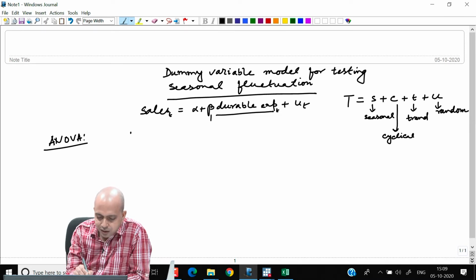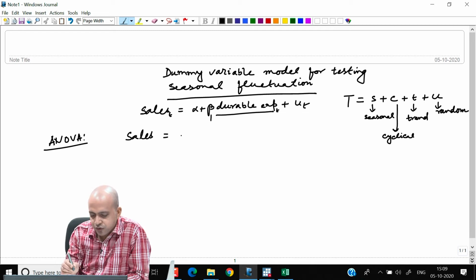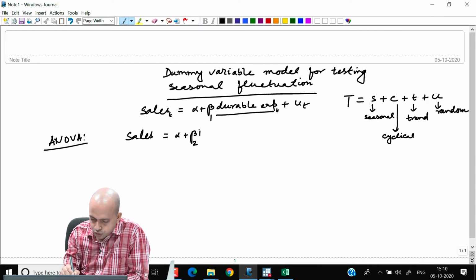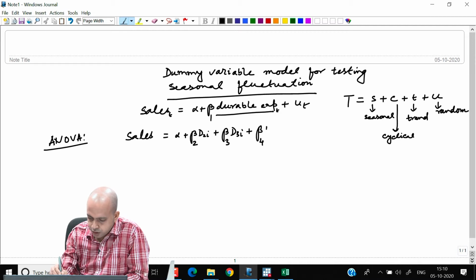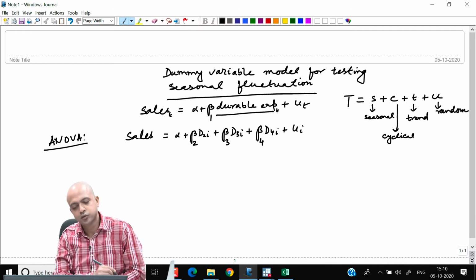So in that, sales is a function of, let's say you have 4 quarters, then you have alpha plus beta 2 D2i plus beta 3 D3i plus beta 4 D4i plus ui.